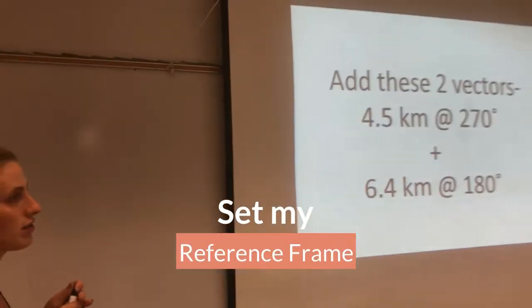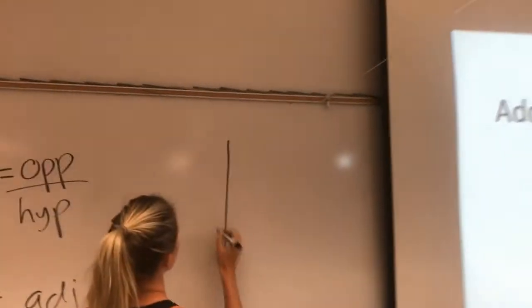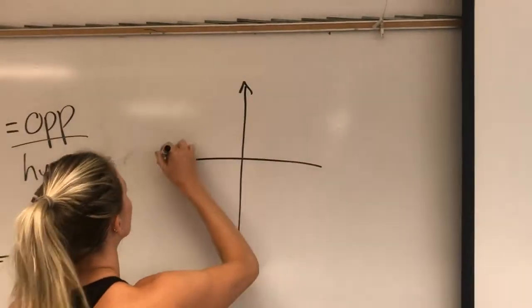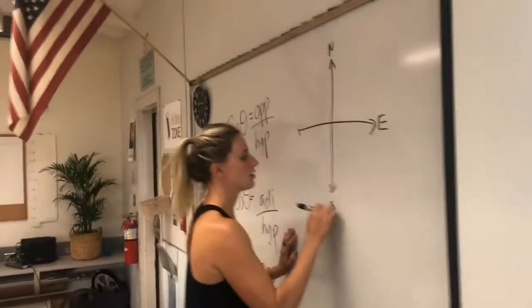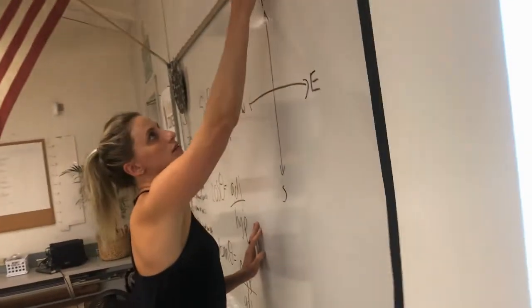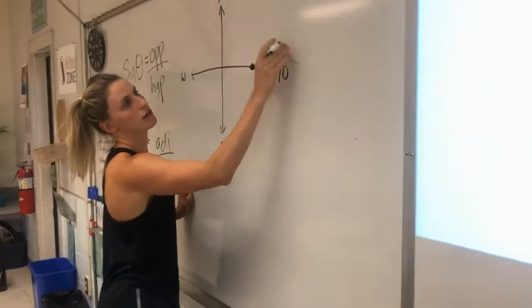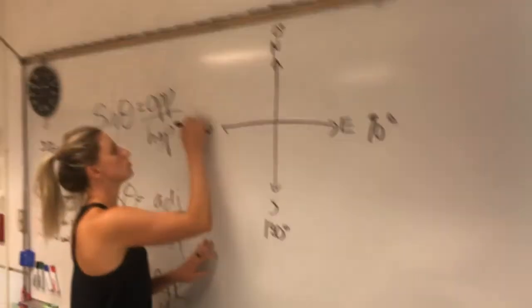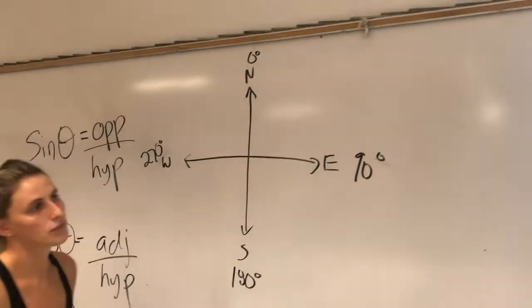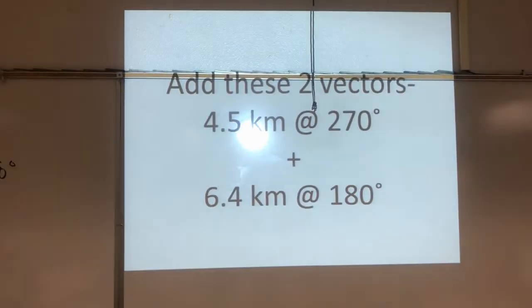Before I do this, I'm going to set my reference frame. So I'm going to go ahead and draw north, east, south, west: 0 degrees, 90 degrees, 180 degrees, and then 270 degrees. Okay. All right, so it says add these vectors.